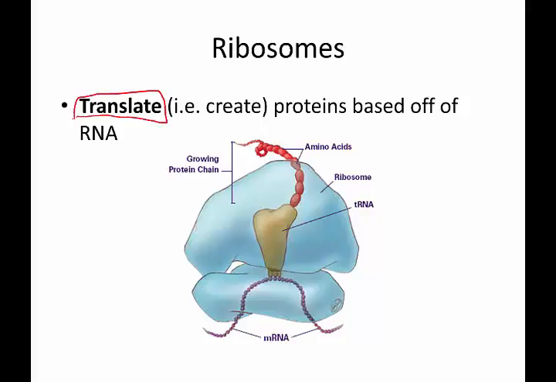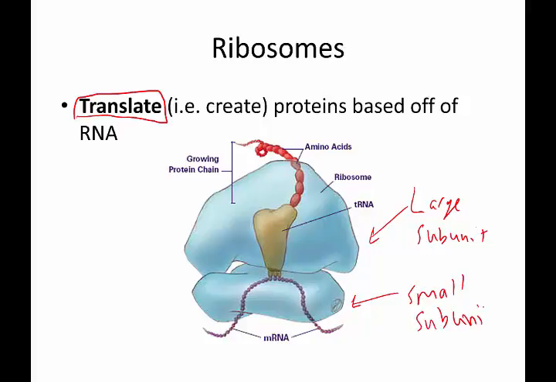You don't need to know too much about the ribosome at this point, but know it's made up of 2 major parts. You have the large subunit and small subunit. Those are the 2 major parts of the ribosome. And the ribosome, as I said, is all about translating RNA into amino acids or proteins.